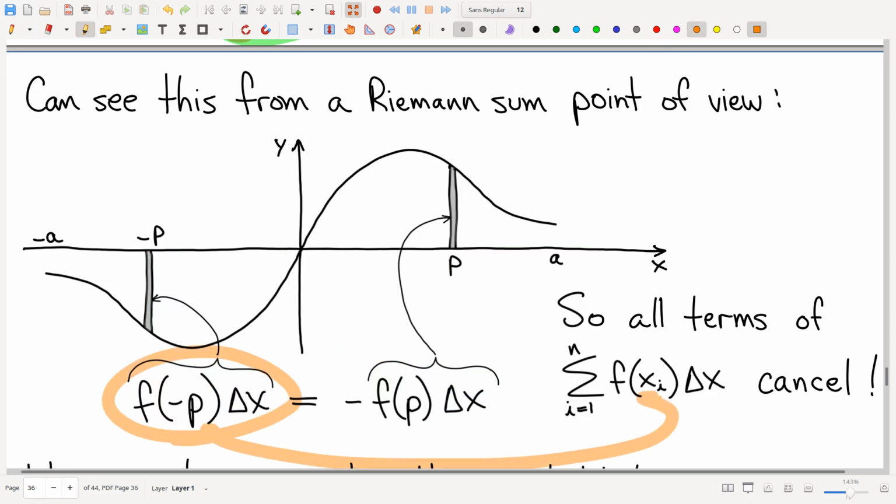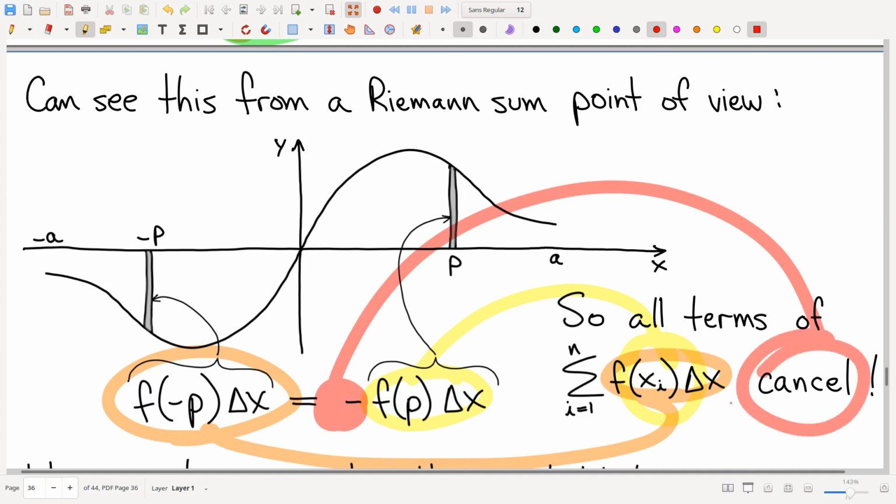And with that established, now keep in mind what these things are. This is one of my terms in my Riemann sum. And furthermore, this is a different one of my terms in my Riemann sum. And what we have here is that these are negatives of each other, and therefore those two terms cancel. And of course, because this is a symmetric domain, every one of these terms is paired with its sort of reflection buddy over on the other side, and so all of the terms cancel, and the integral is 0. So broad strokes, I hope that makes sense.